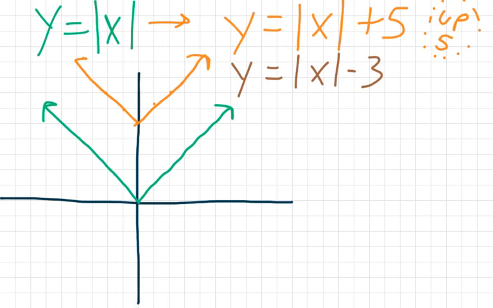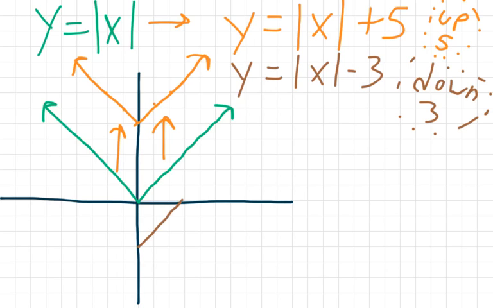Just took it and basically raised it up, picked it up 5 spaces. So this brown one, can you guess what it does? This one goes down by 3 spaces. So I've basically taken the function and I've pushed it down 3 spaces, and it looks something like this.